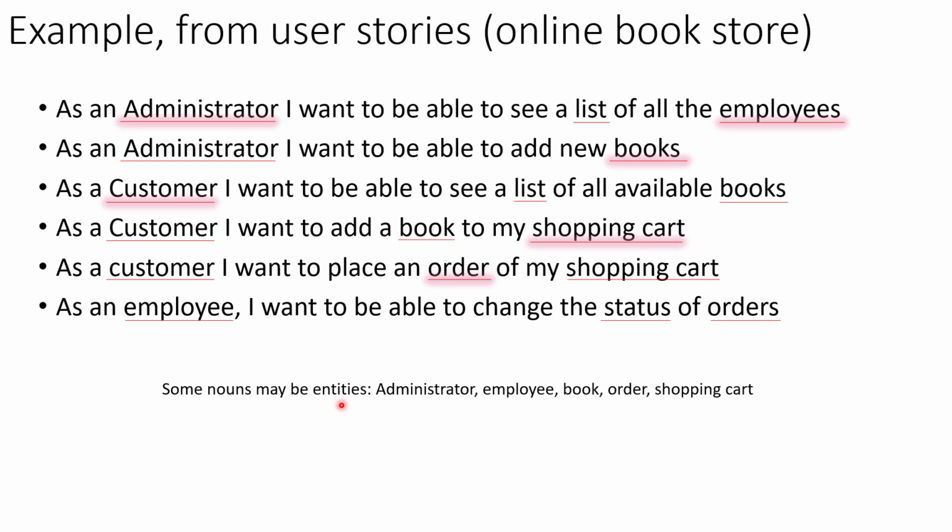Right, so some of these nouns may be entities. We have administrator, employee, book, order, shopping cart. And some of these nouns may be attributes, like the status. We'll get back to relationships because, as I mentioned, they may also be indicated by the description, and attributes. We have that here. So this is how you find the entities, right?